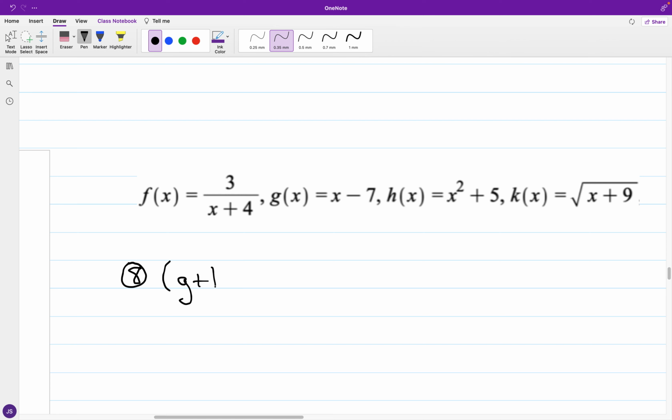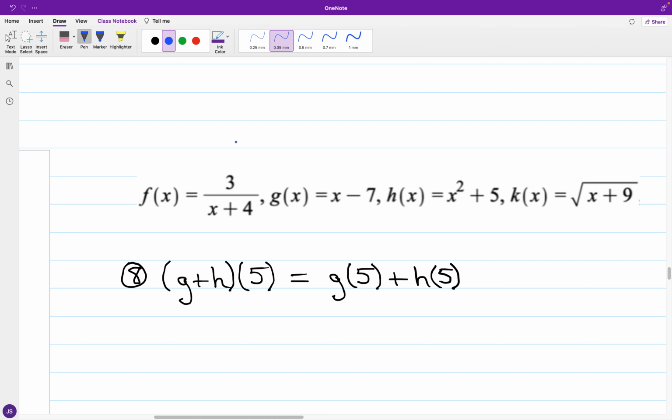Okay, so you have the sum function. We have g plus h of 5. This will translate as the sum of the functions g and h, where the input is going to be 5. So we're looking at g of 5 plus h of 5. And we have our functions g and h defined above.